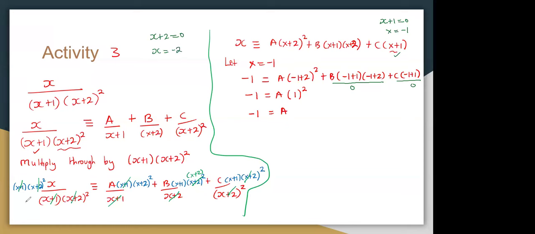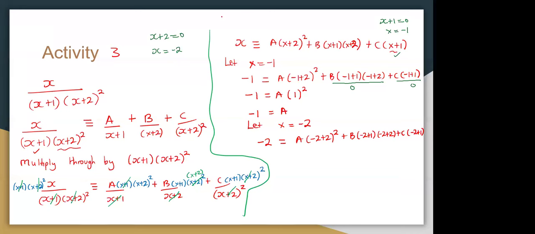So here now I'll come and say, let x is equal to -2. So you put where there is x, you put -2. So you shall have -2 equals a into -2 plus 2 squared, plus b into -2 plus 1 into -2 plus 2, then plus c into -2 plus 1.